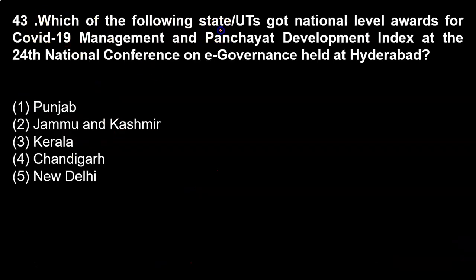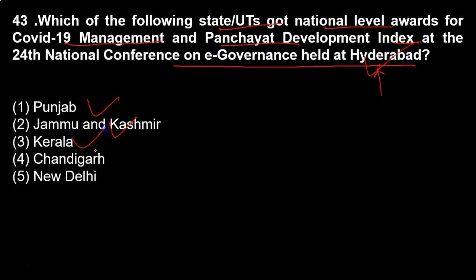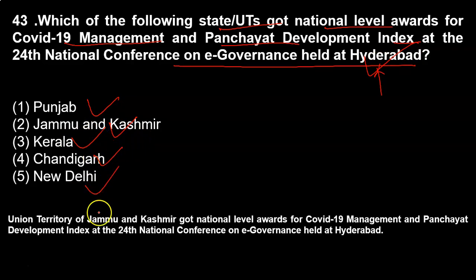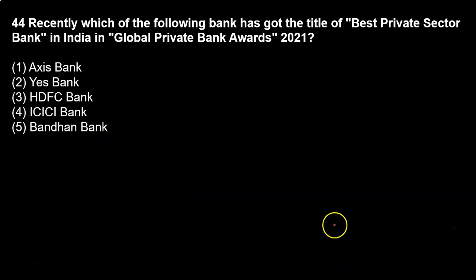43. Which of the following state or UT got the National Level Award for COVID-19 Management and Panchayat Development Index at the 24th National Conference on E-Government, which was held at Hyderabad recently? Your options are Punjab, Jammu and Kashmir, Kerala, Chandigarh or New Delhi. So the Union Territory of Jammu and Kashmir got the National Level Award for COVID-19 Management and Panchayat Development Index at the 24th National Conference on E-Government, which was held recently at Hyderabad.